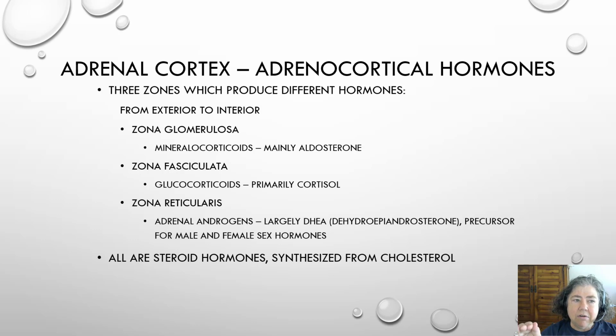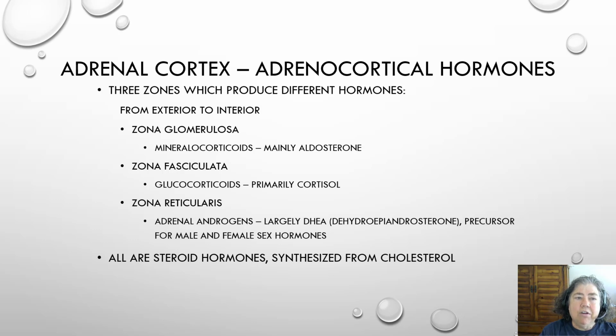The exterior layer of the cortex makes mineralocorticoid, and the main one of those, and the one we've talked about, is aldosterone, which is part of the renin angiotensin aldosterone system that we've discussed at pretty great length. The middle layer makes cortisol or glucocorticoids, and cortisol is the most important of those.